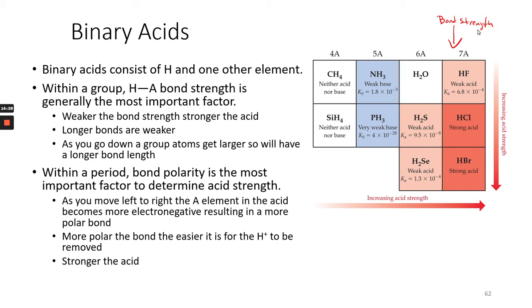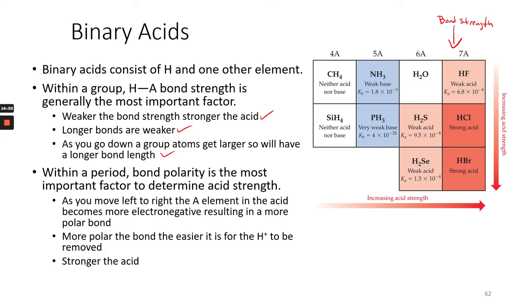As we go down the group, the length of your bond gets longer. If the length of your bond is longer, the strength of the bond is weaker. The weaker the bond, the stronger the acid. Longer bonds are weaker. So as you go down, the atoms are getting larger, so you have longer bonds. So that is why as you go down a group, you are becoming a stronger acid.